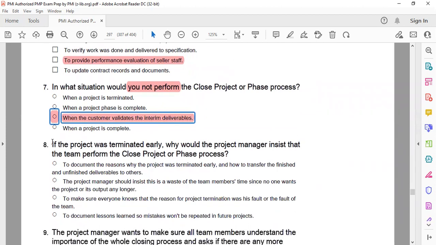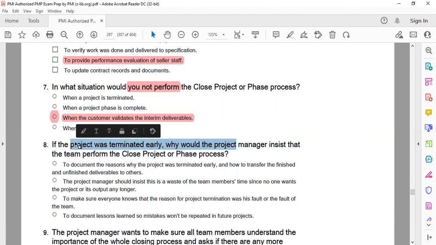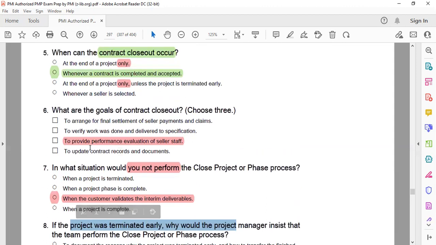Next question. If the project was terminated early, why would the project manager insist that the project team perform the close project or phase process? And you know the reason. Why do we do it? Forget the options. Why does the project manager always insist? What is the reason? What is the purpose of closeout?